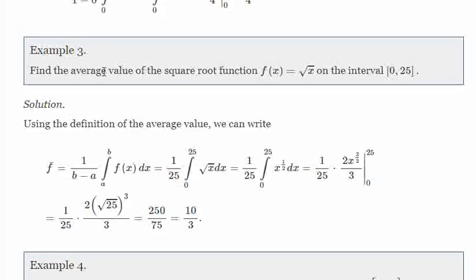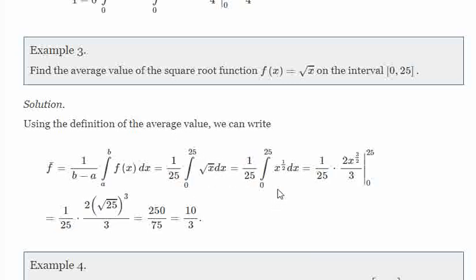The third question is: find the average value of the square root function f of x is equal to root x on the interval 0 to 25. According to the formula, the length of the interval is b minus a. So here b is 25 and a is 0. So the length of the interval is 25 minus 0 is 25. So the integral of 0 to 25 under root x dx.